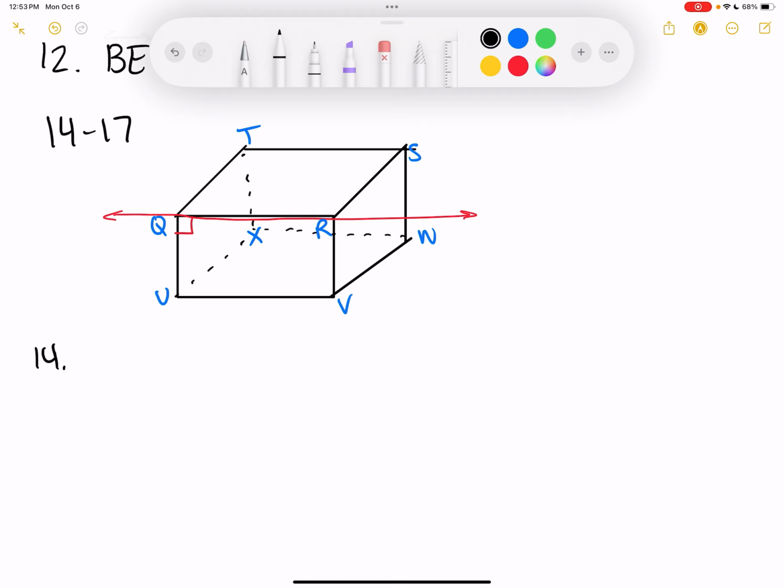So 14 says to name a line parallel, can't spell, to line QR. So I'm going to list off every single one that's parallel, but which lines would be parallel to this one line here that's in red? UV would be one.